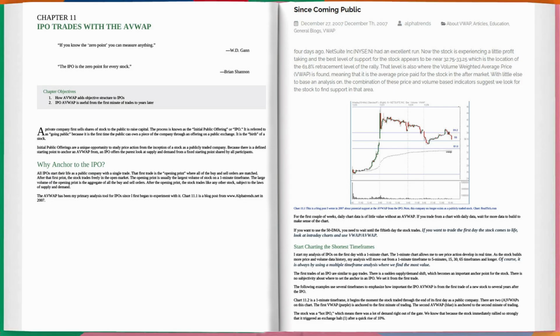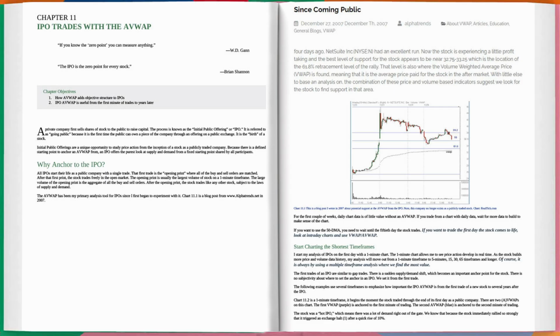Chart 11.2 is a 1-minute time frame. It begins the moment the stock traded through the end of its first day as a public company. There are two AVWAPs on this chart. The first VWAP, purple, is anchored to the first minute of trading. The second AVWAP, blue, is anchored to the second minute of trading.